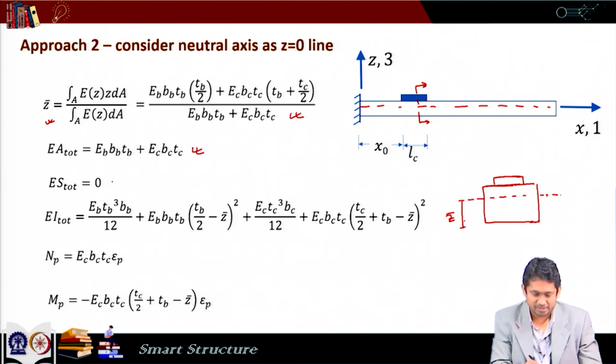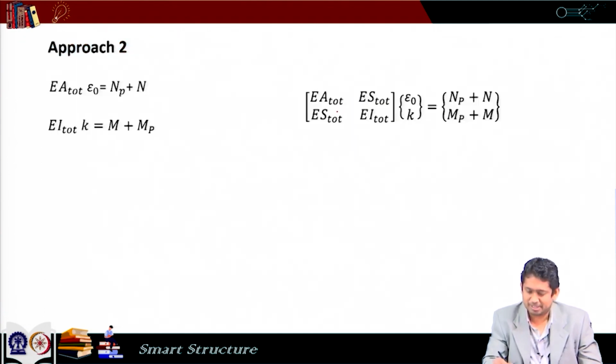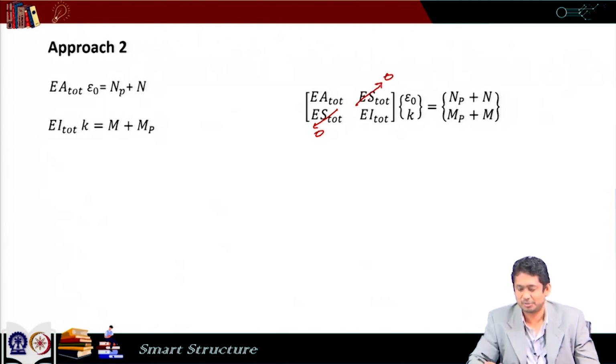Accordingly we can find out EA total. Then if we take this as our z equal to 0, and then if we find out our ES total, it would come to be 0, and then we can find out our EI total, and after this we can find out NP and MP. Now, the problem has become like this. ES total has become 0 because we have found it with respect to the physical neutral axis. So, ES total is 0.